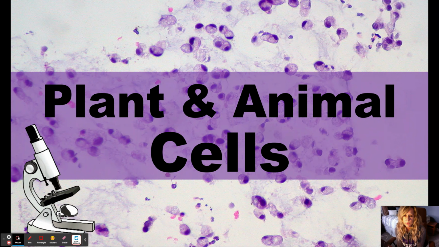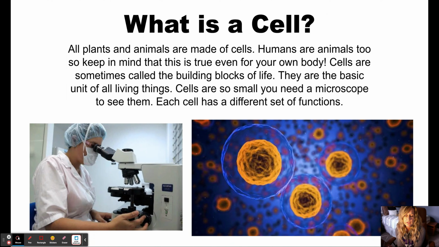All right, so today we're going to talk about plant and animal cells. So, what is a cell? All plants and animals are made of cells. Humans are animals too, so keep in mind that this is true even in your own body. Cells are sometimes called the building blocks of life. They are the basic unit of all living things. They're so small that you need a microscope to see them. And each cell has a different set of functions.